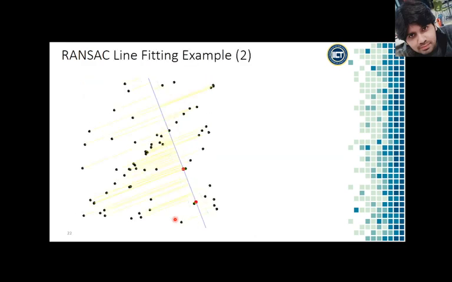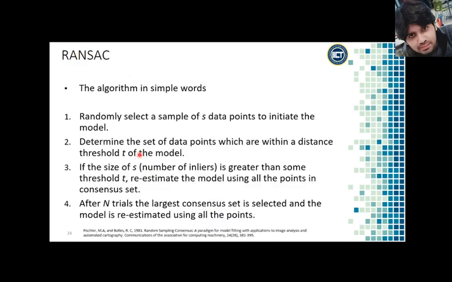So we compute the distances using the thresholds. This is basically the threshold which determines which point should be considered as inliers and which points should be considered as outliers. So if the number of inliers is greater than some threshold t, we have to re-estimate the model using all the points in the consensus set, and after n trials the largest consensus set is selected and the model is re-estimated using all those points.